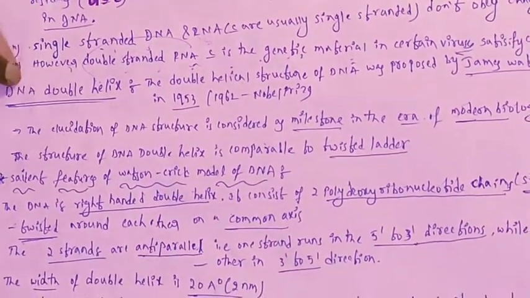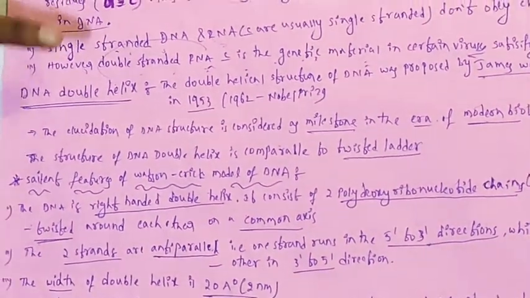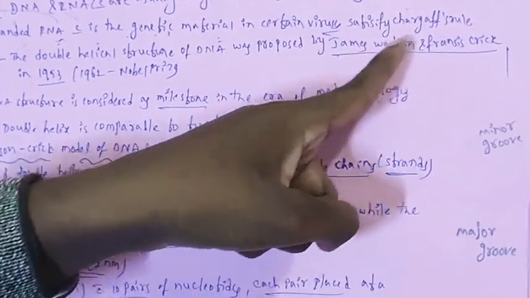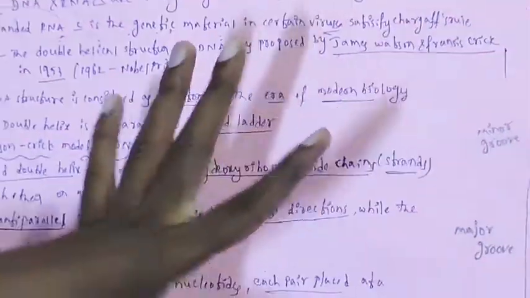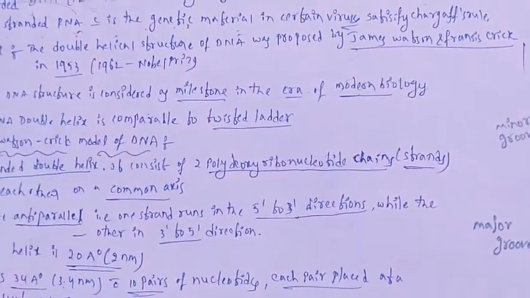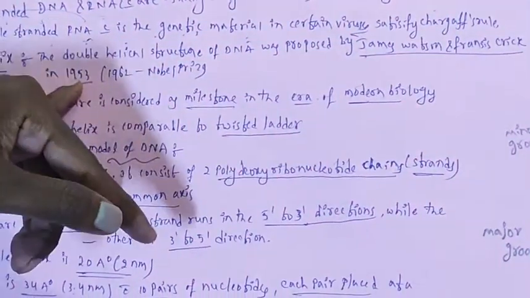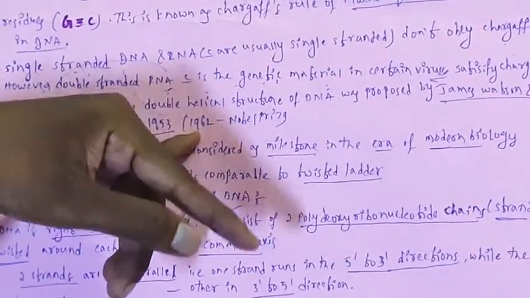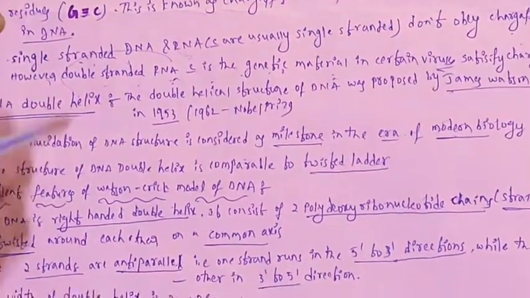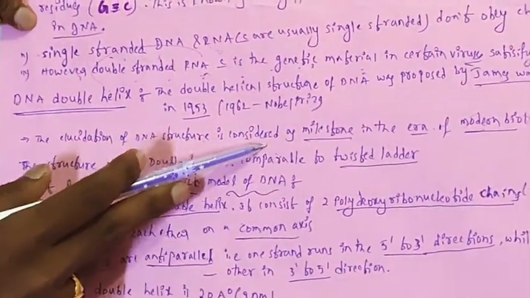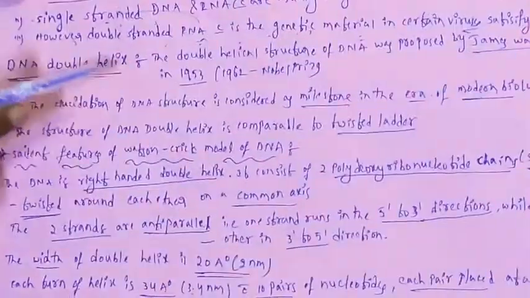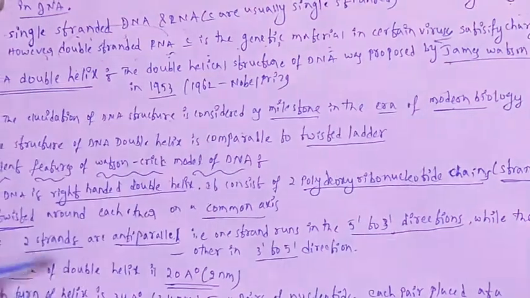Next, the DNA double helix structure. DNA has a double helix structure. The double helical structure of DNA was proposed by James Watson and Francis Crick in 1953. For that discovery, they got the Nobel Prize in 1962. This elucidation of DNA structure is considered a milestone in the era of modern biology.